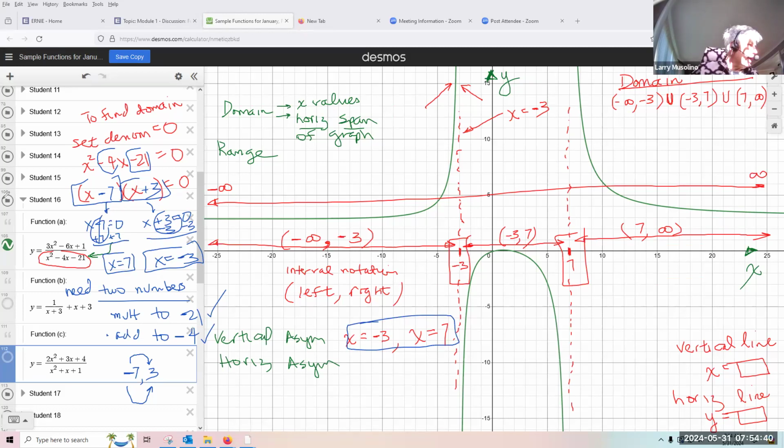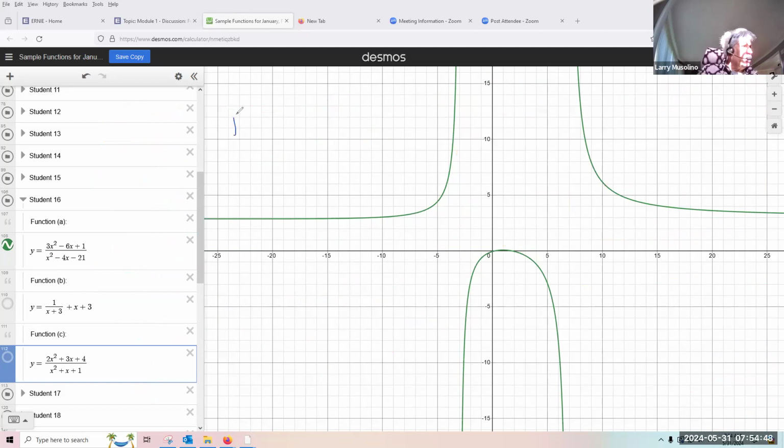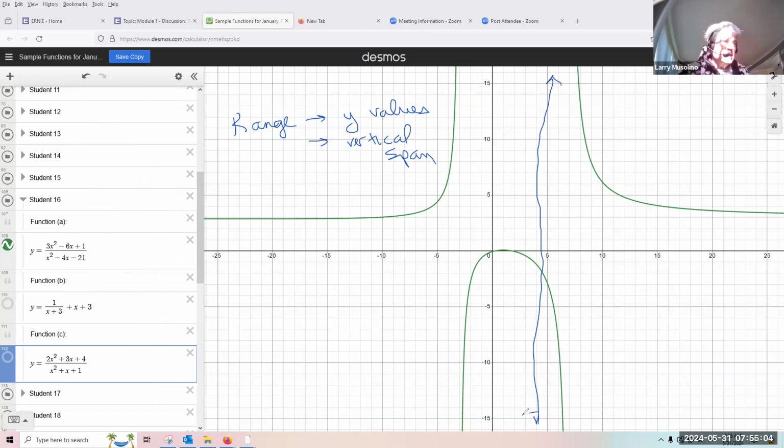Let's go ahead and look at the range. Okay, I guess I'll clear this to make it a little cleaner. Well, the range are the y values that the graph takes on. What that means is you're looking at the vertical span of the graph. So you want to look from the bottom to the top and ask yourself, how far does the graph extend from bottom to top? All right, well, I could see there really is this gap, like right about here, where the graph doesn't exist vertically.